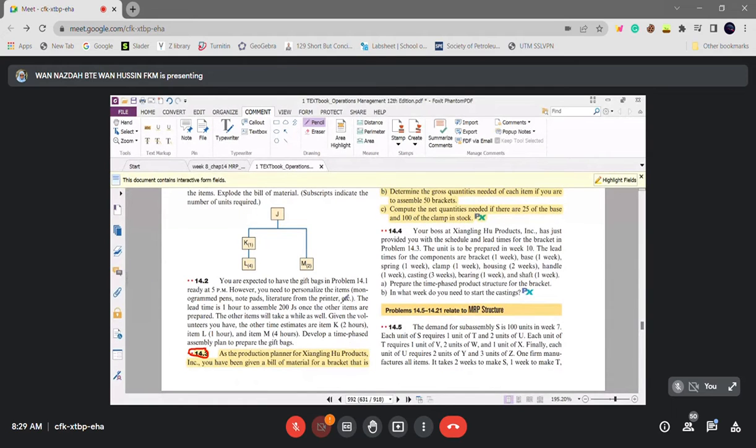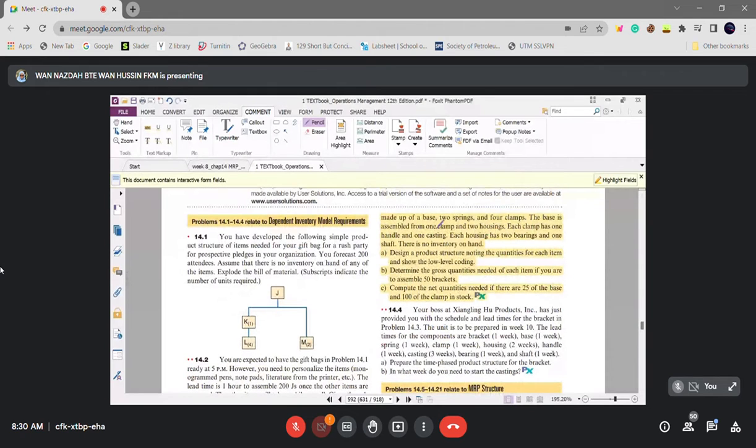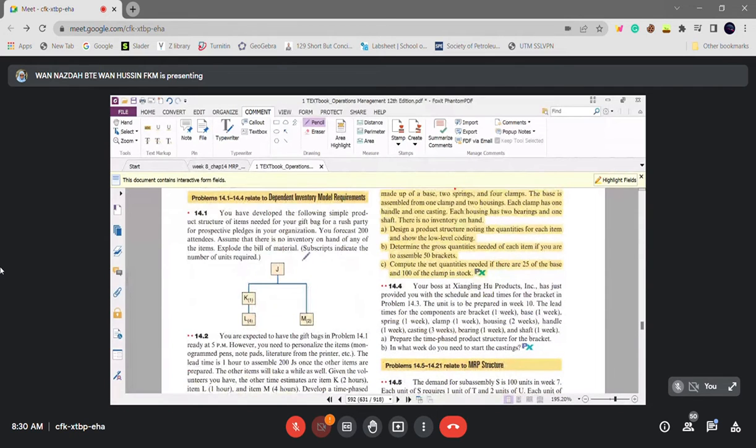Bill of material is actually a list, a bill of material for a bracket that is made up of a base, 2 springs, and 4 clamps. Kita bayangkan ini bracket kita. So this is bracket. Bracket is made up of a base.